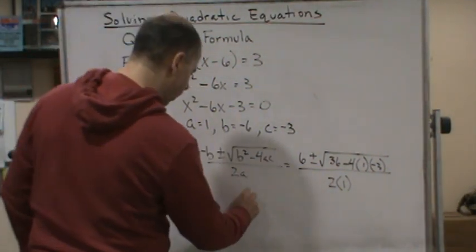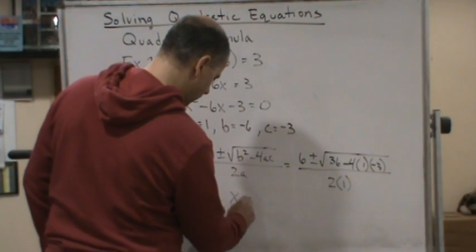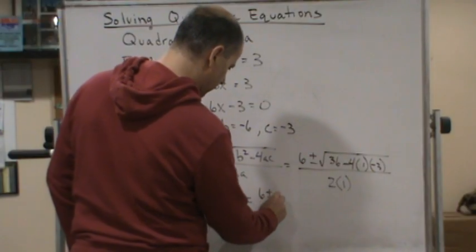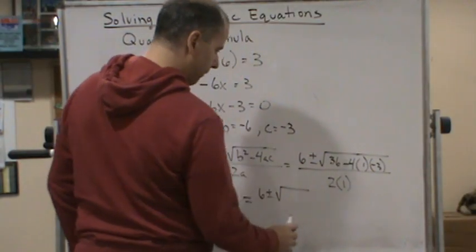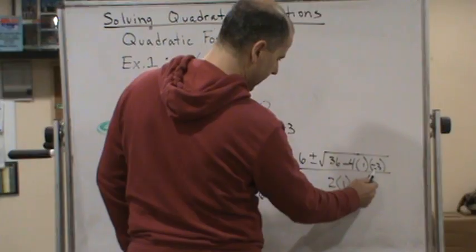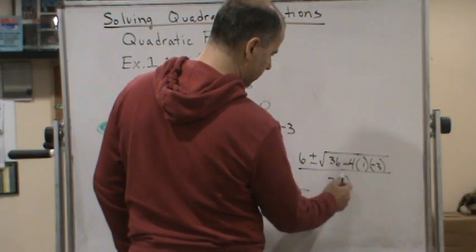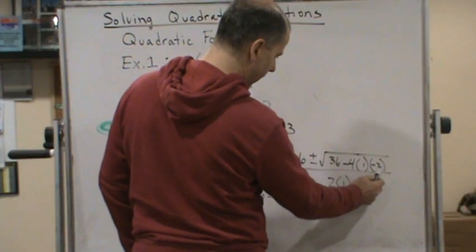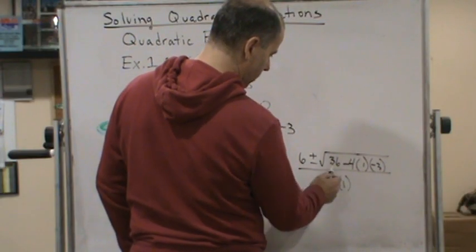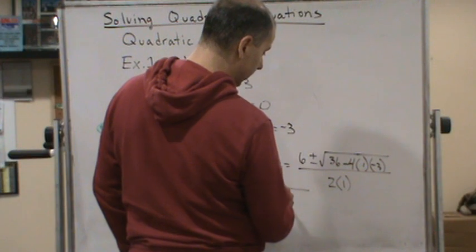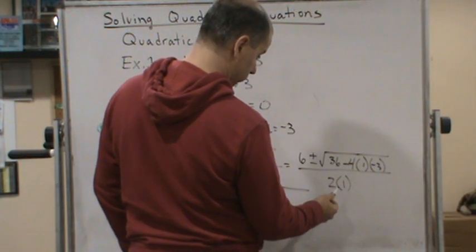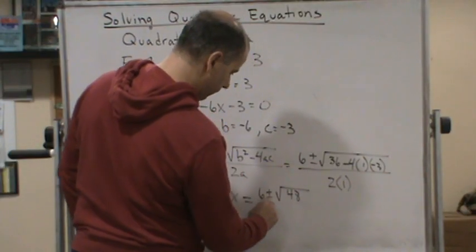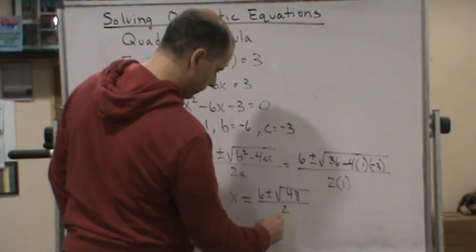And now, what we're going to do is simplify this. And so we get what? We get 6 plus or minus the square root. This is going to be 36. Now the negative 3 and the negative cancel each other out. So this is going to become a plus. So 36 plus what? 12. So 36 plus 12 is 48. So we get the square root of 48 all over 2.